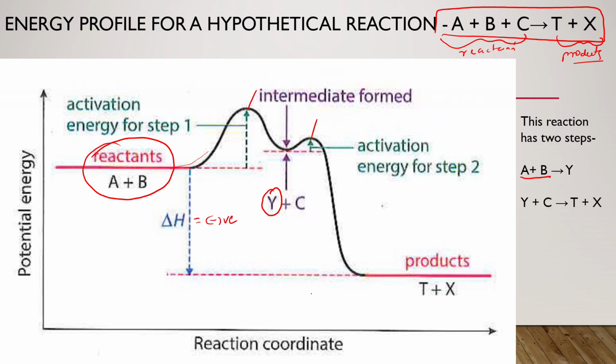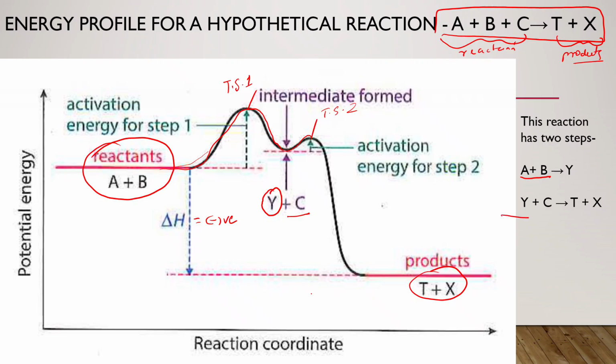But in the first step, it's just A and B forming the intermediate Y via passing through the first transition state. So we'll call this transition state TS1. Now once this intermediate Y is formed, it combines with our third reactant, which is C, to make another transition state. Let's call this TS2, and eventually create the final product, which is T and X.